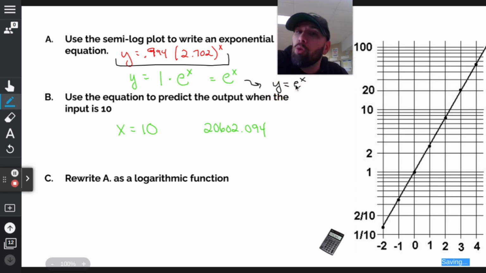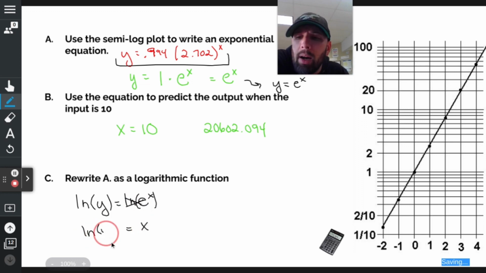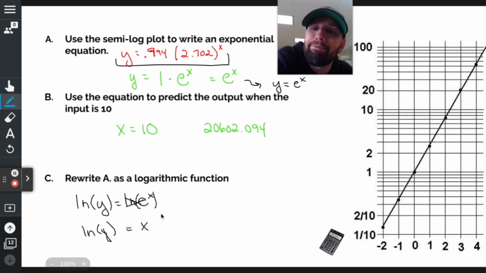Okay, I'm going to write that out as a logarithmic function. Well, all I have to do if it's y equals e to the x is I can just ln both sides. And what that does is it cancels that out and lets that be x equals ln of y. Finding Dory, ln, DeGeneres. And I'm done. So that wraps up the chapter.